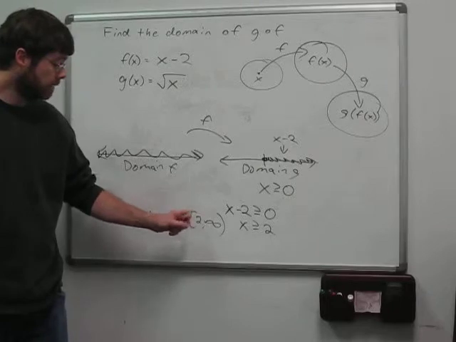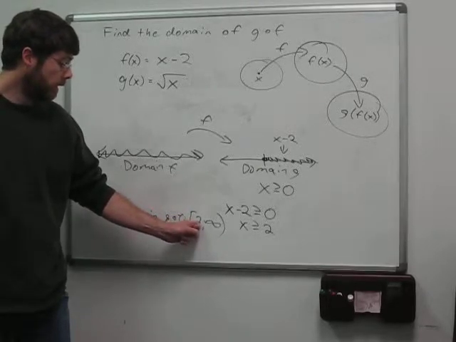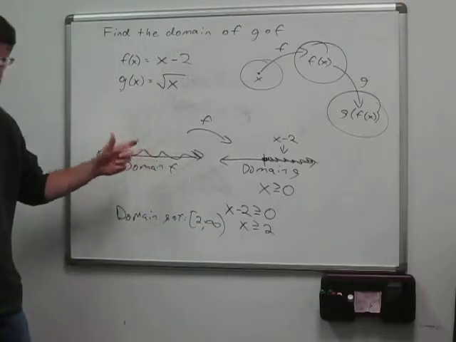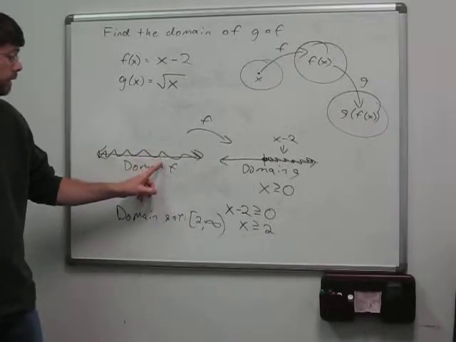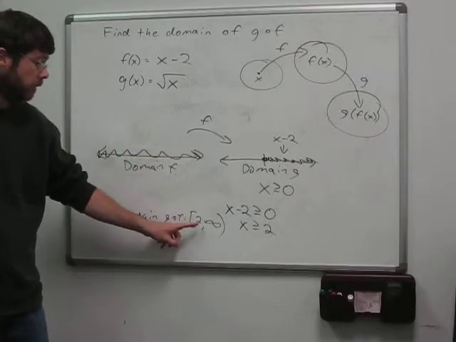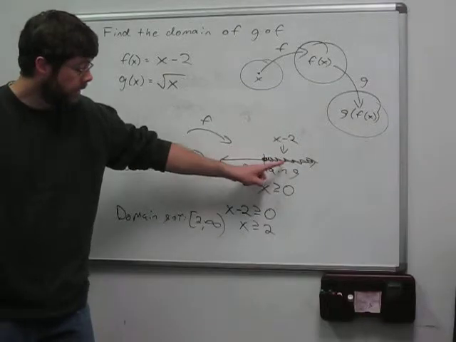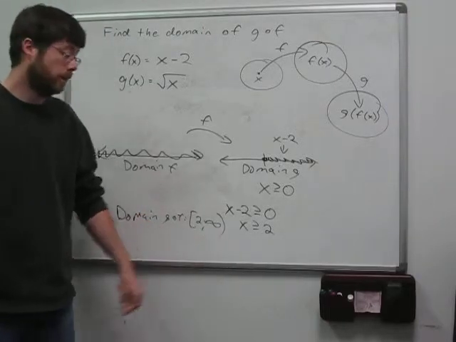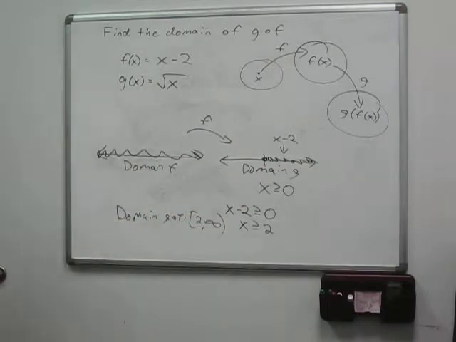Right? So let's recap here. If x is in the interval from 2 to infinity, then certainly it's in the domain of f, because f is larger than this domain. And moreover, when I apply f to any value in here, x minus 2 is going to be in the domain of g. Therefore, the domain of g of f is 2 to infinity. Close bracket around the 2 because 2 is included.